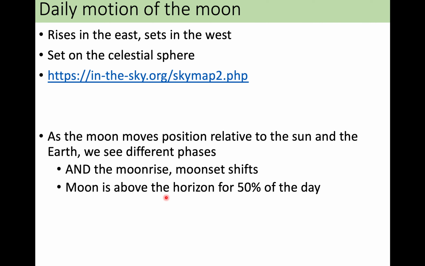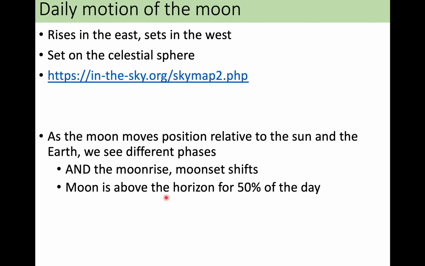So the moon is above the horizon for 50% of the day, every single day. But what changes throughout the month, depending on the phase of the moon, is what 50% that is. So is it from midnight to noon? Is it noon to midnight? Is it 6 a.m. to 6 p.m.? The time that the moon is above the horizon is always going to be half of the day, but we don't know which half of the 24 hours it will be until we know the phase of the moon, because it is all dependent on the orientation of the moon, the sun, and the earth.